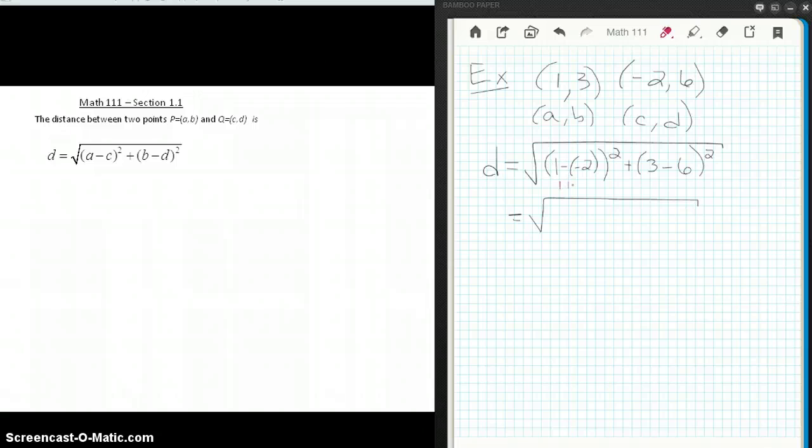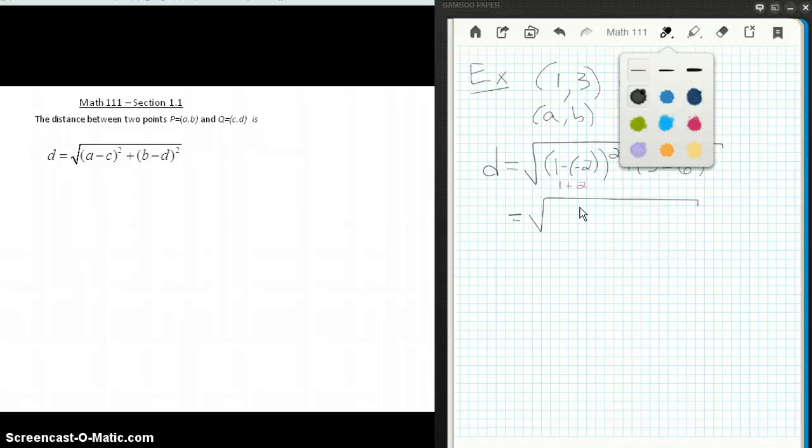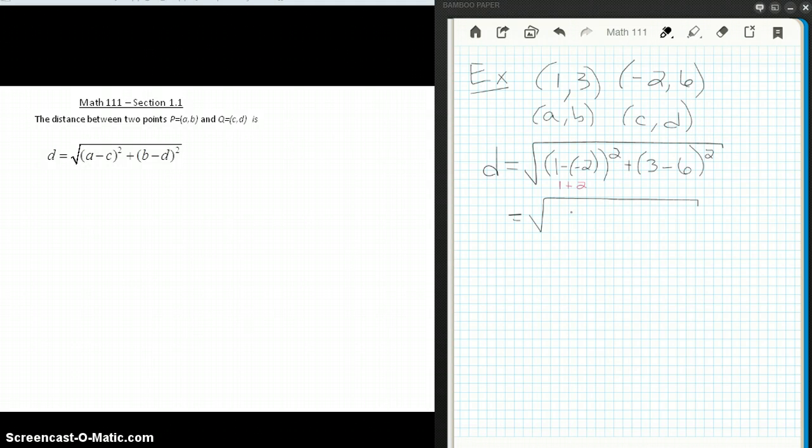This is really 1 plus 2. Okay, so what that means is that we've got 1 plus 2, which is 3. So I want to square that. So 3 squared is 9, right? So that's again 3, and you want to square it, which is 9, plus 3 minus 6.